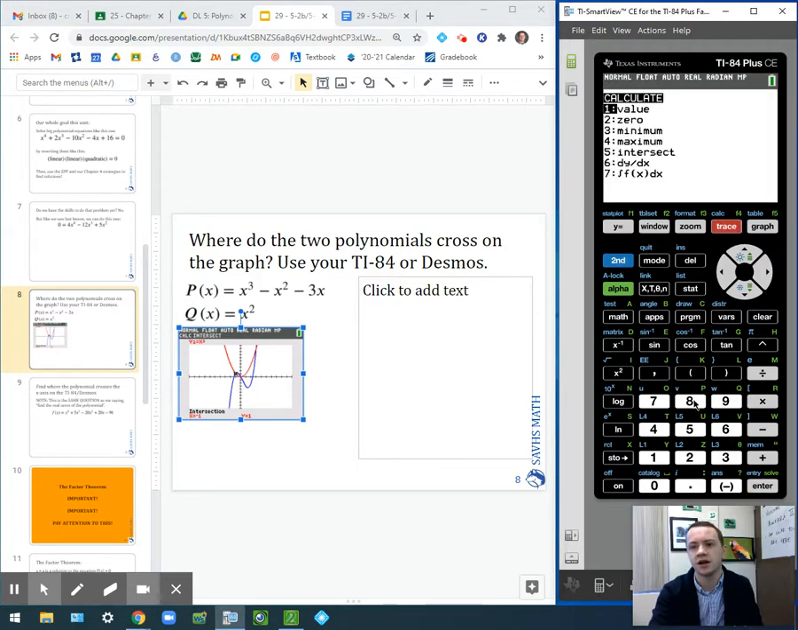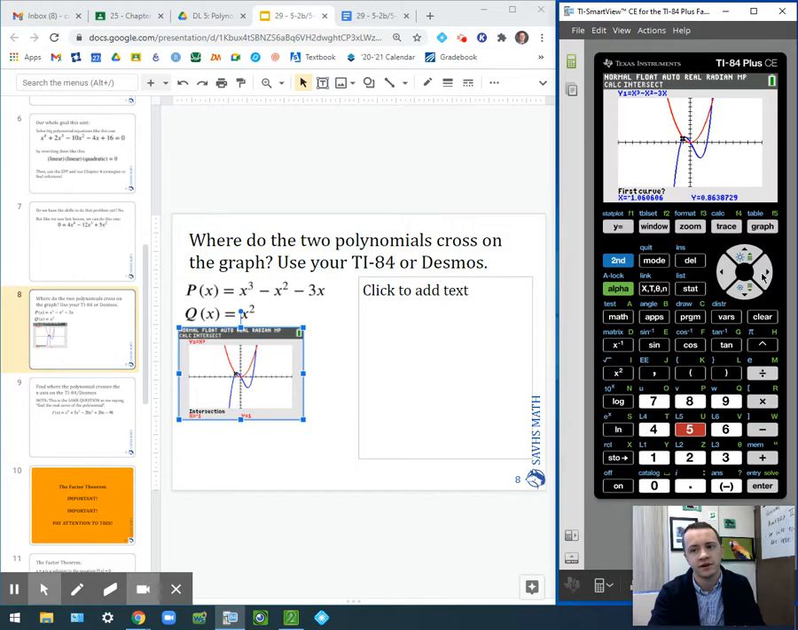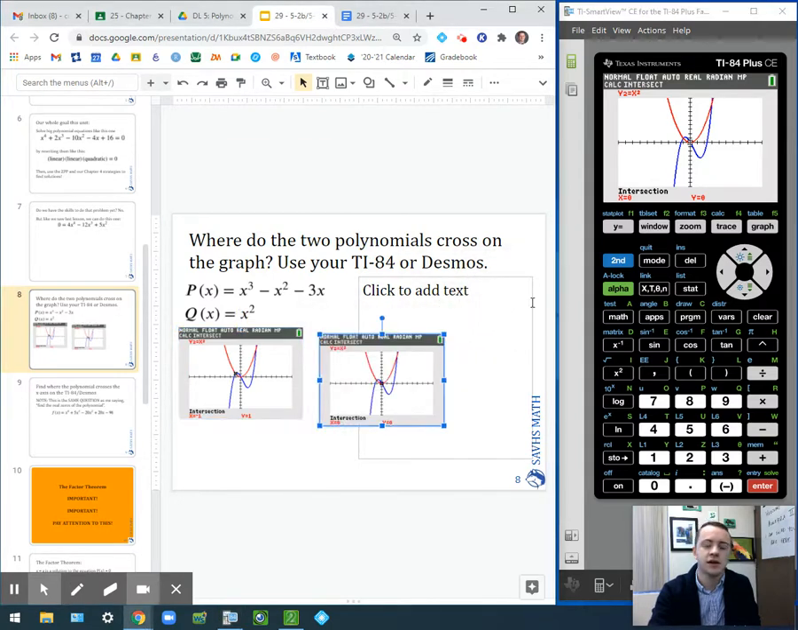Second trace intersect is option 5, so you can click option 5. You can just hit enter and enter because there's only 2 functions in the calculator, and then you have to scroll to the next intersection point, which is right here, and then hit enter for the guess. And there it is. Last but not least, let's do one more. Second trace, option 5, enter, enter, and then we're going to scroll over right to there and hit enter one more time. And there it is.